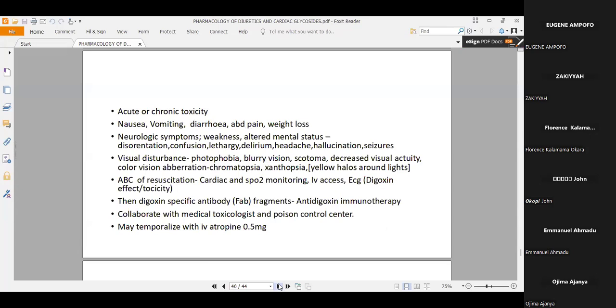So in patients with digoxin toxicity, ABC of resuscitation should be instituted. Then the specific drug of choice is usually the digoxin-specific antibody. That's the Fab fragments.